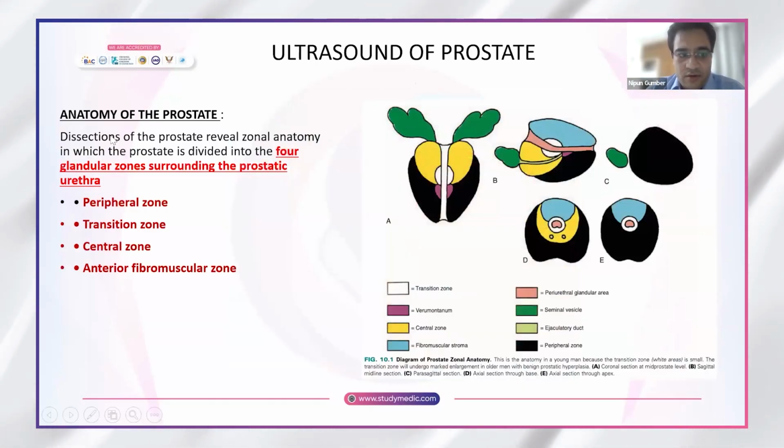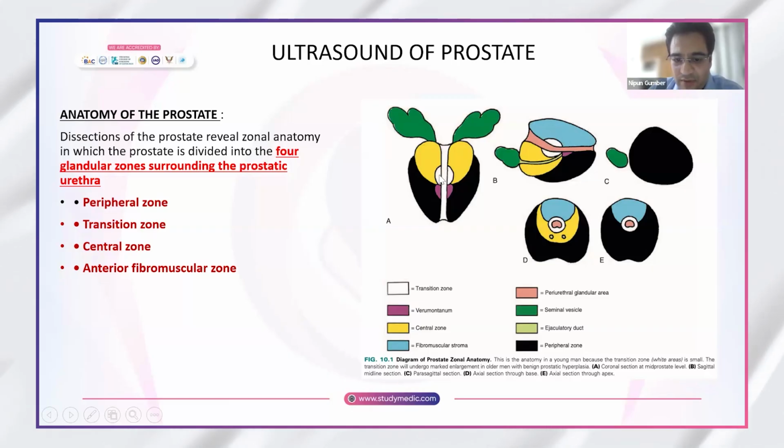If we dissect the prostate, it reveals the zonal anatomy in which the prostate is divided into 4 glandular zones surrounding the prostatic urethra. Okay, first one is the peripheral zone, second is the transition zone, third is the central zone, and fourth one is the anterior fibromuscular zone. So you have to remember, this is the transition zone, this is the central zone, this is the fibromuscular stroma, and this black one is the peripheral zone.